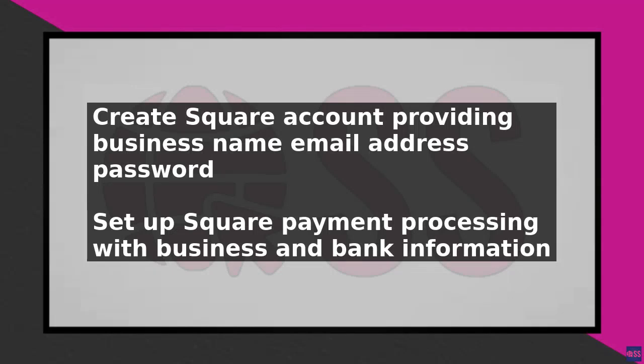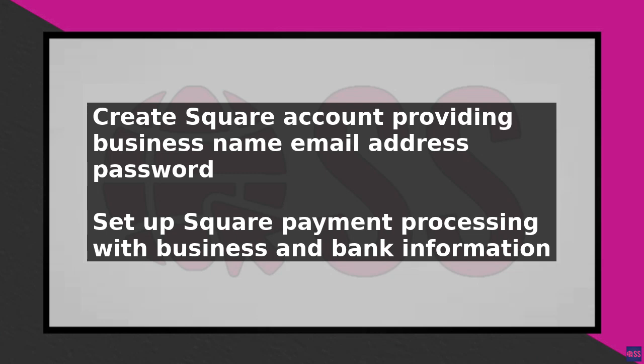To add Square to your GoDaddy website, start by creating a Square account if you don't already have one. Go to the Square website and sign up for an account by providing the required information such as your business name, email address, and password. Once you have created your account, you will need to set up your Square payment processing by providing information about your business and bank account.